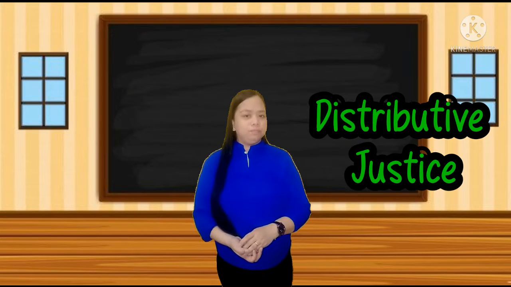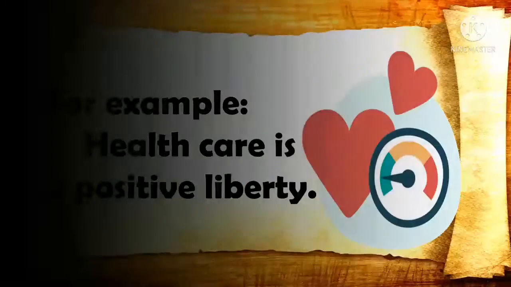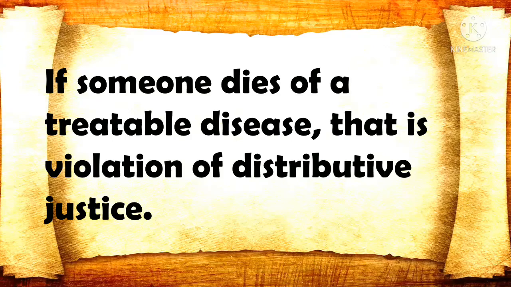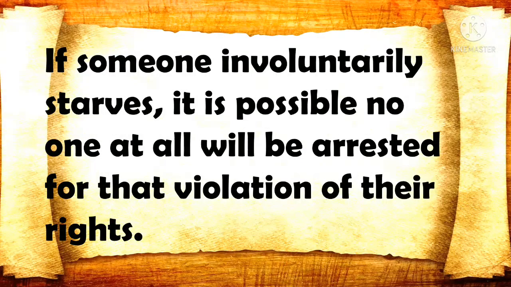Distributive justice involves the fulfillment of positive liberties, which are often costly. For example, healthcare is a positive liberty. If someone dies of a treatable disease, that is a violation of distributive justice. However, no individual is directly responsible for the violation, and no rules need be violated. If someone involuntarily starves, it is possible no one at all will be arrested for that violation of their rights.